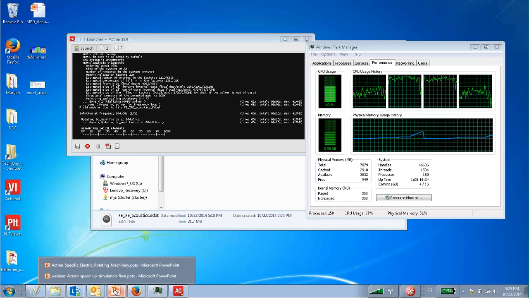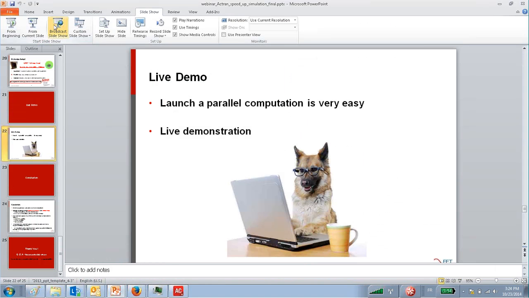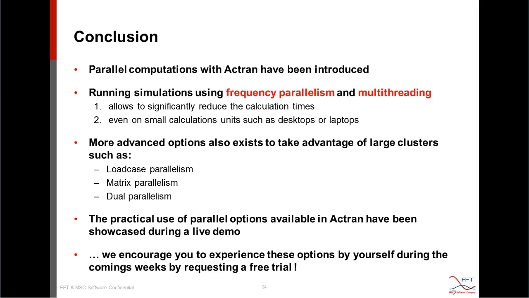I'm coming back to the PowerPoint. So to conclude, parallel computations with Actran have been introduced, and running simulation using frequency parallelism and multithreading is possible with Actran, which allows to significantly reduce the calculation times, even on small calculation units such as desktops or laptops. And more advanced options also exist to take advantage of large clusters, such as load case parallelism, matrix parallelism, or dual parallelism. The practical use of parallelism options available in Actran has been showcased during a live demo by Eloi.